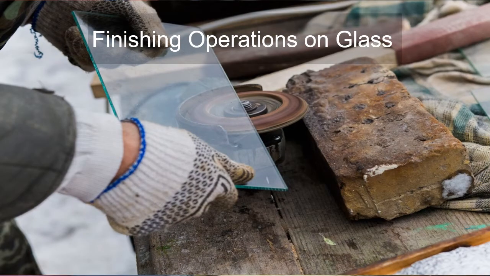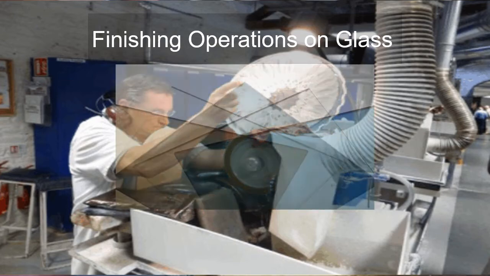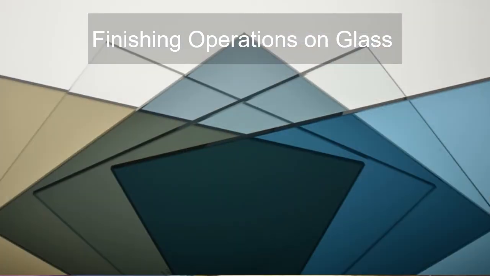In pressing and blowing with split dies, polishing is often used to remove the seam marks from the products. Cutting of the continuous sections of the tube and the plate is done by first scoring the glass with glass cutting wheels and then breaking the section along the score line.